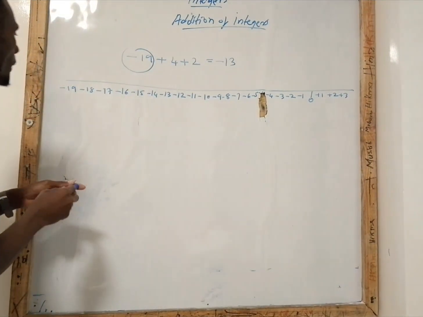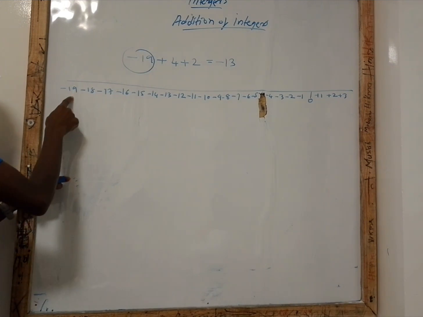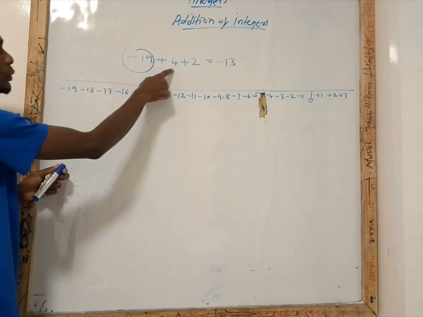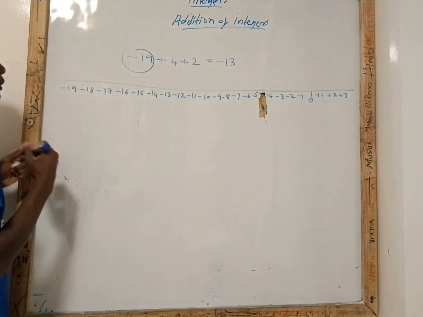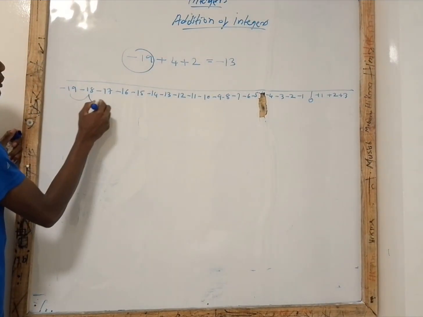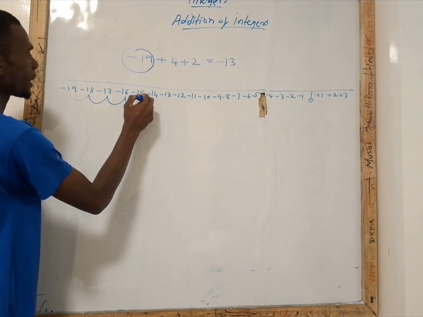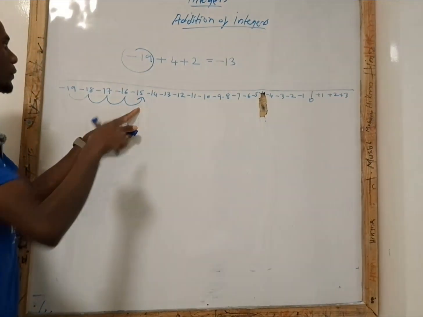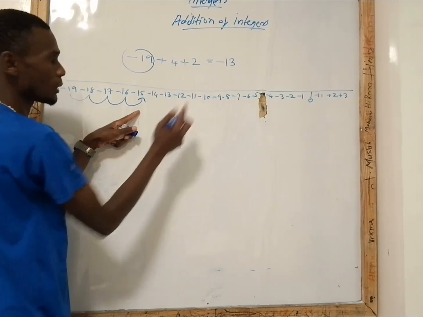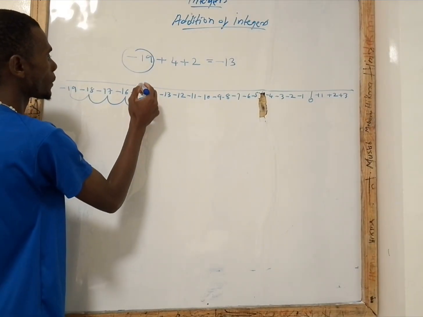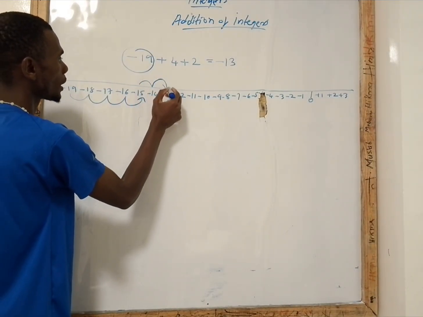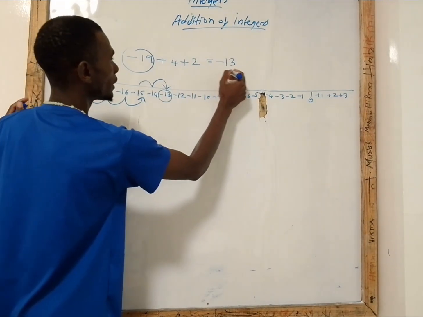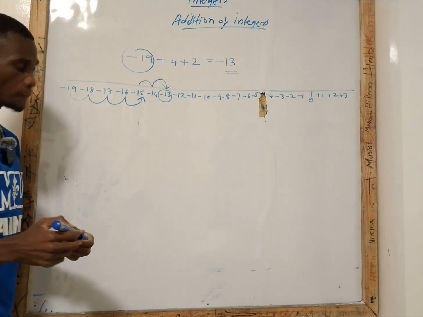So we come at negative 19. So negative 19, the first one, we have to move 4 steps. So we'll have 1, 2, 3, 4. That one lands us at negative 15. So from negative 15, we move another 2 steps because it is plus 2. So 1, 2. So that one lands you at negative 13. So that's why I said your answer now becomes what?